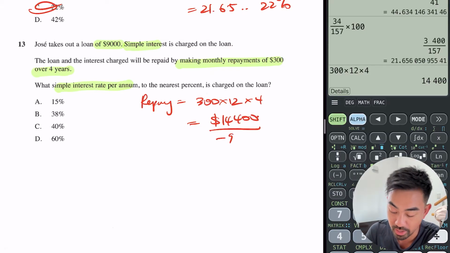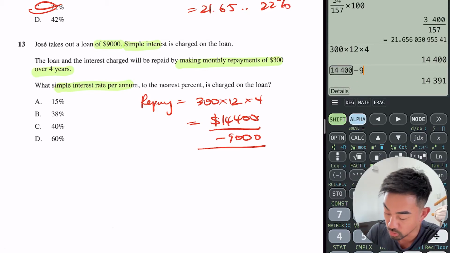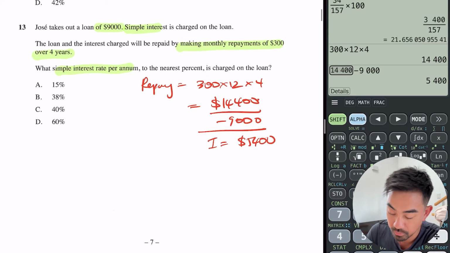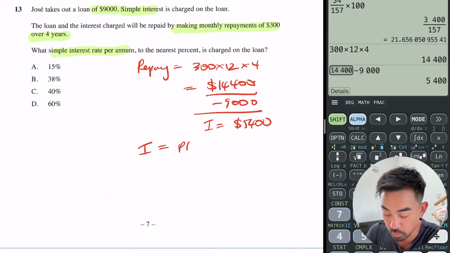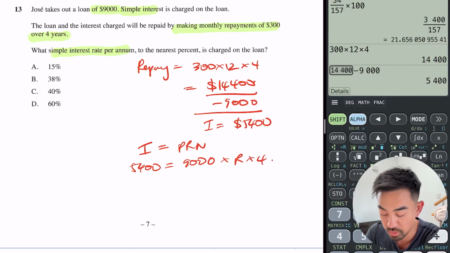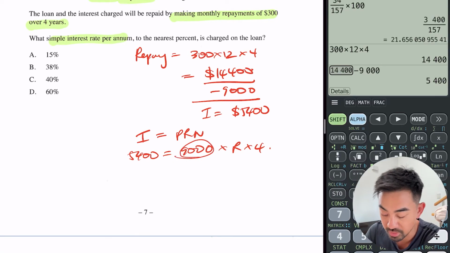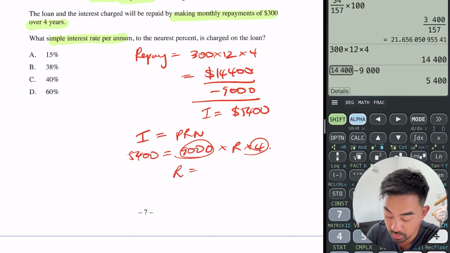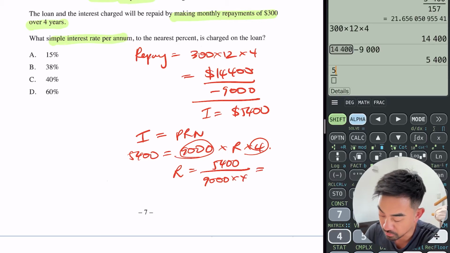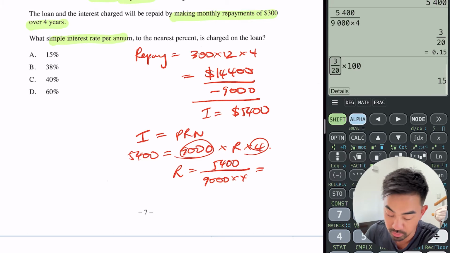But he's only borrowed 9 grand, so the interest will be the difference. So the interest is equal to 5,400. And so simple interest is I is equal to PRN. So 5,400 is equal to 9,000, the principal, times the rate times 4 years. I'm going to get this and this to the other side because I want R by itself. So that's 9,000 times 4. So 5,400 over 9,000 times 4, times 100. So that's 15%.